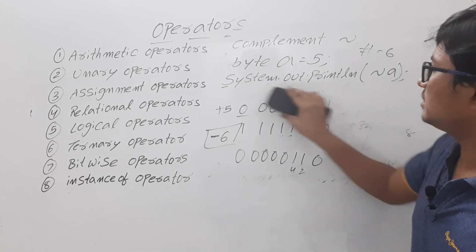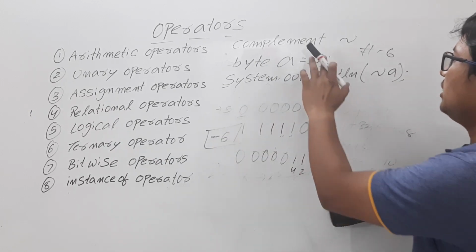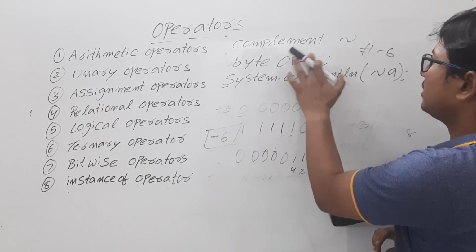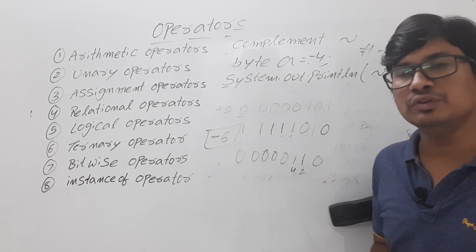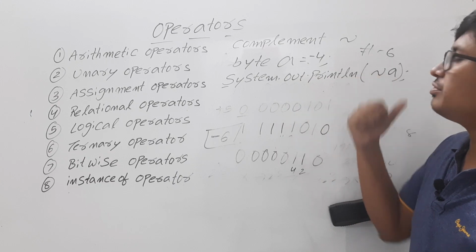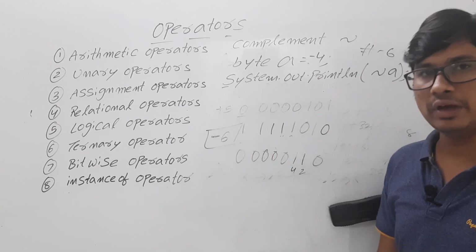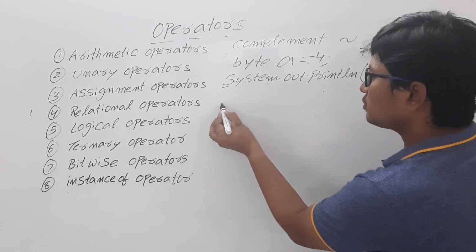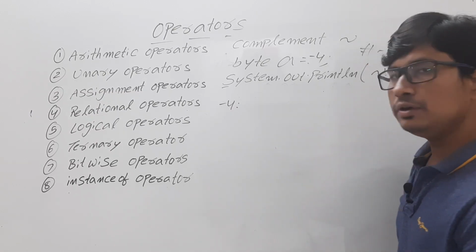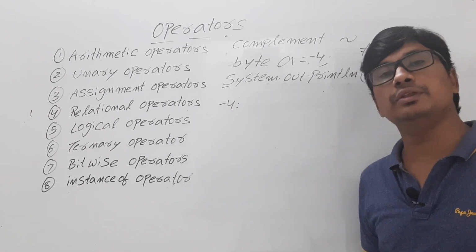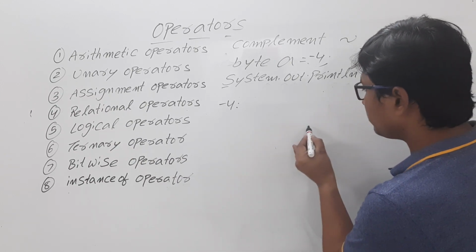Now let me discuss another example. If I have taken a value is equal to minus 4. If it is minus 4, what is the complement of a? That also I will discuss with you. First, how minus 4 will be represented or how minus 4 will be stored. I told you earlier, first we need to store the plus 4. Plus 4, how it will be stored?